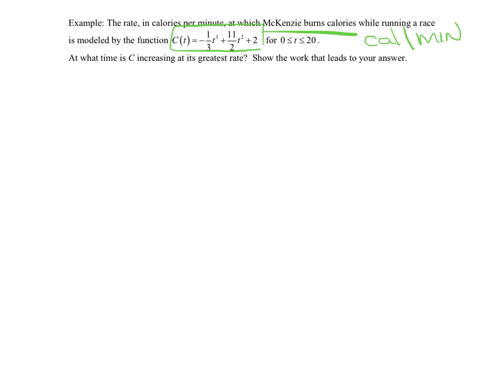I see two major concepts here. The first one is increasing, and the second one would be at its greatest rate. So let's just take them one by one. Let's talk about C increasing. This word increasing is telling me to take the derivative, and who do they want the derivative of? Who do they want to know is increasing? Well, that would be C. So I am finding C prime.